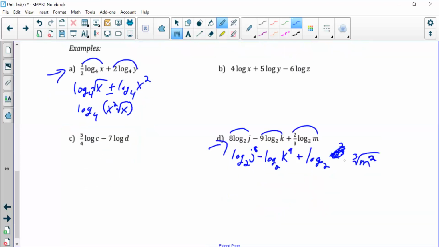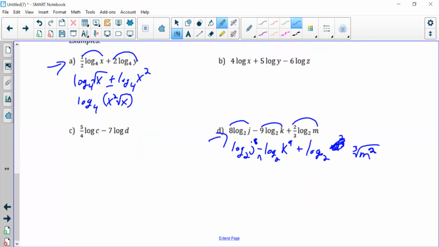All right, now let's rewrite this. So I've got a minus sign right here, so this is division. So this is going to be the log base 2 of j to the 8th over, this is addition, so these two are going to be multiplied together, k to the 9th times the cubed root of m squared. All right, now officially here, we should rationalize this and get rid of this radical on the bottom, but for today, I am not really concerned about that. I want to make sure for today that you know how to put it all together.